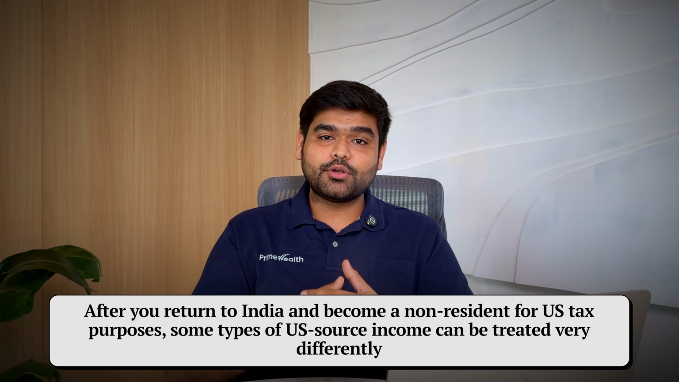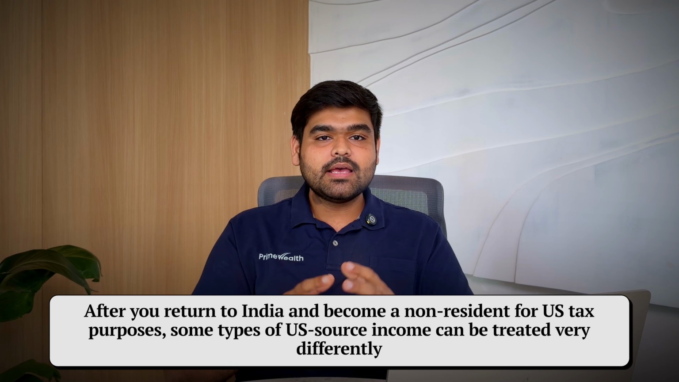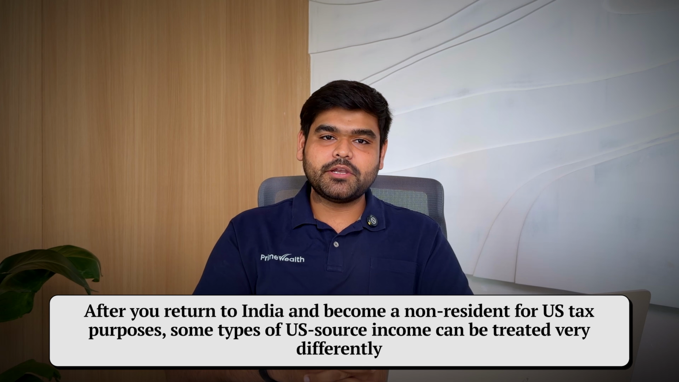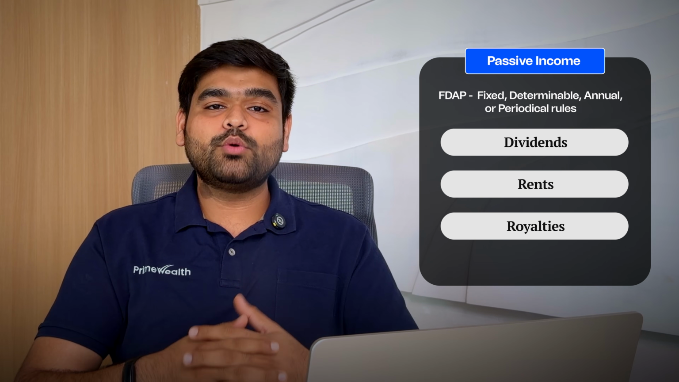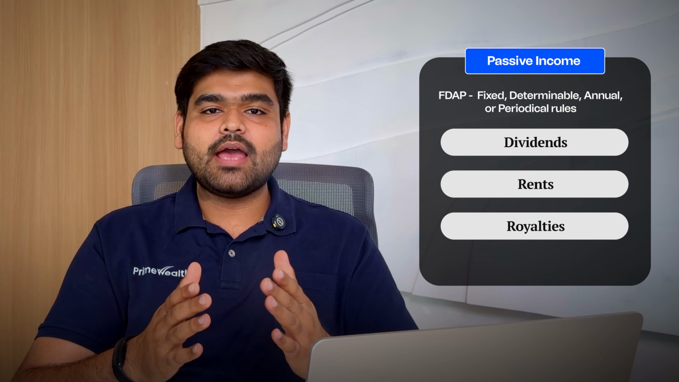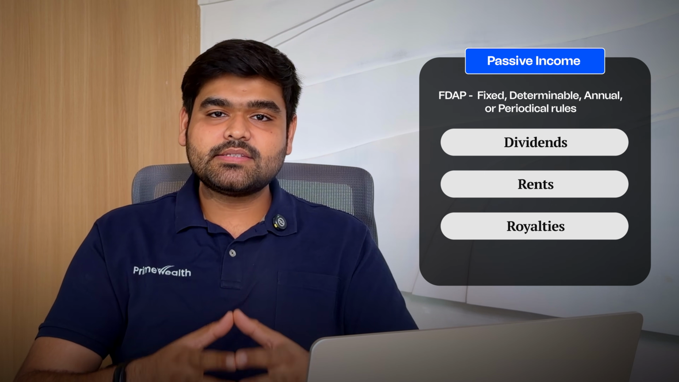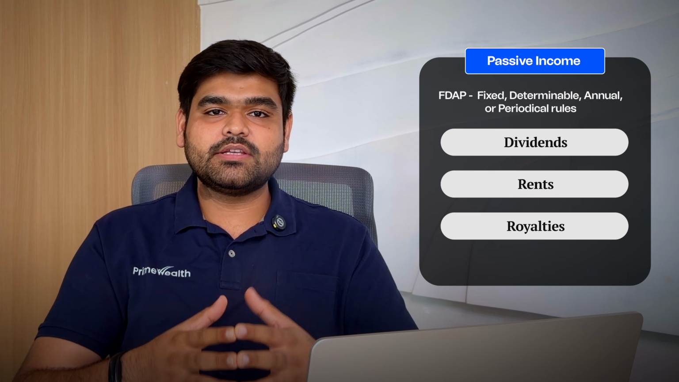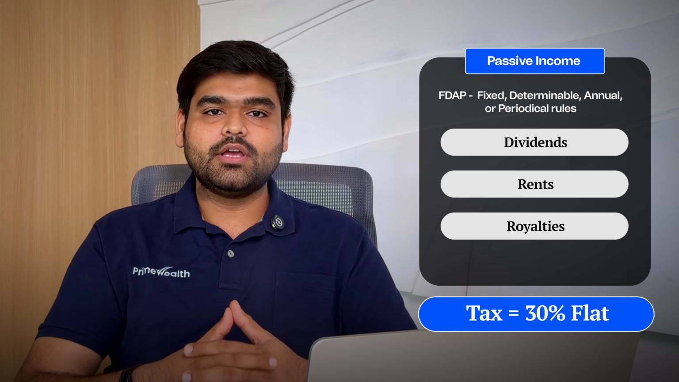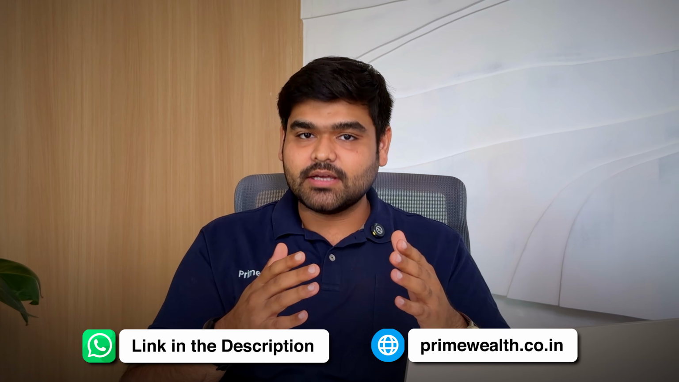When you have lived in the US, your investments are planned as a US tax resident. After you return to India and become a non-resident for US tax purposes, some types of US source income can be treated very differently. Many times, passive income like dividends, rents, royalties can fall into FDAP, fixed, determinable, annual or periodic rules. The IRS says FDAP income for a non-resident is generally taxed at a flat 30% or a lower rate if a treaty applies. That does not mean every dollar from US investment is automatically taxed at 30%.